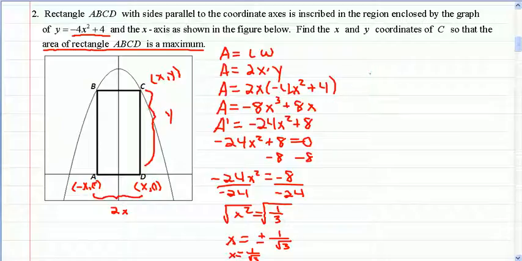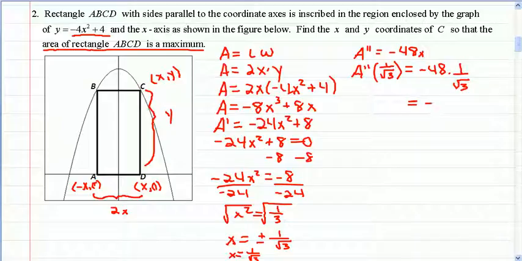So to be sure that this value of x is a maximum, I want to take the second derivative, which is negative 48x, and substitute the value of 1 over the square root of 3 in for x, and I get negative 48 over the square root of 3, which is negative, so it's concave down, which means that the critical point is a maximum.